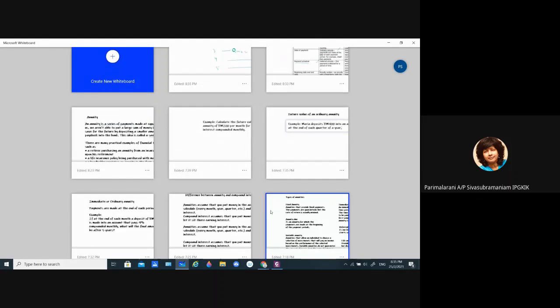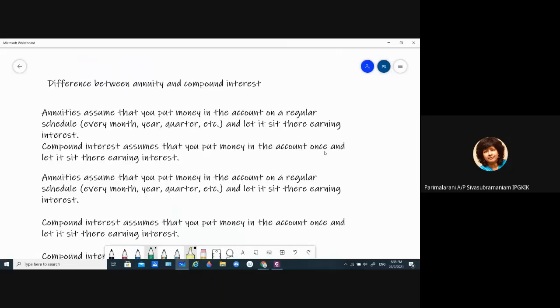Okay, so we have finished with the types of annuity. So now we're going to look at the differences between annuity and compound interest. Anybody can tell me what is the difference between annuity and compound interest? Are they the same? Okay, let's look at it. Difference between annuity and compound interest.